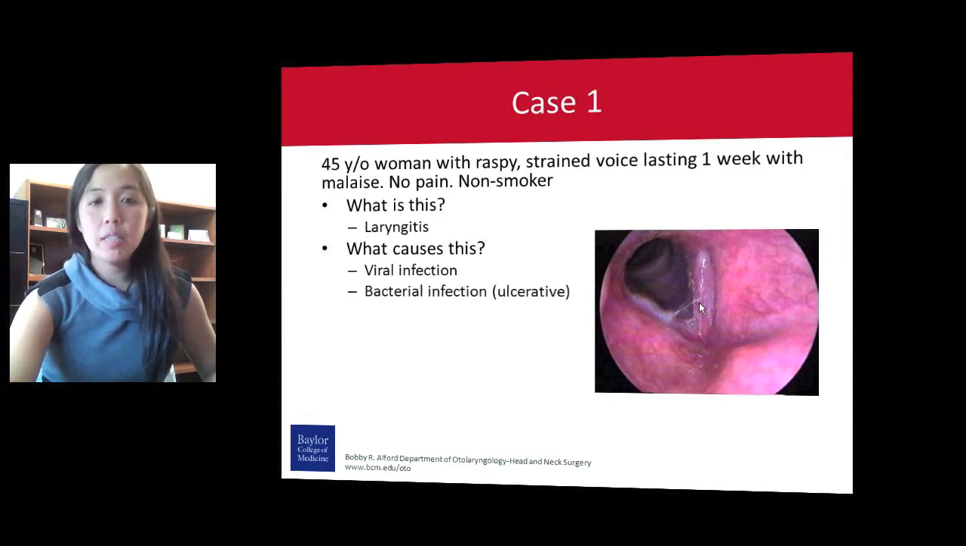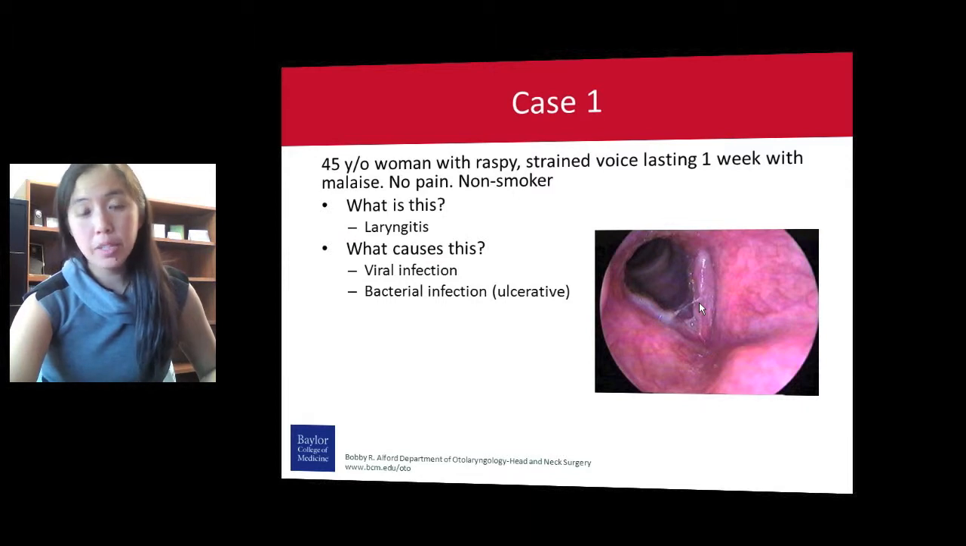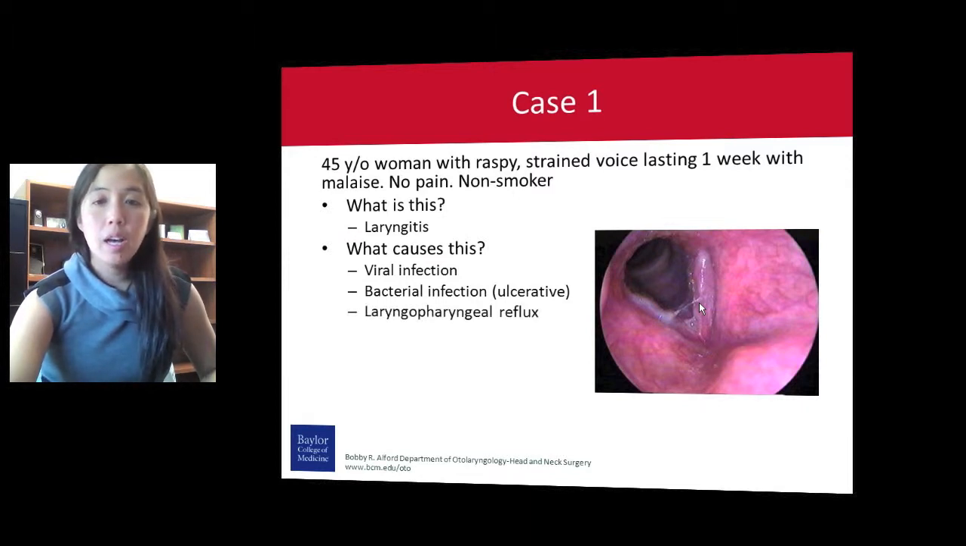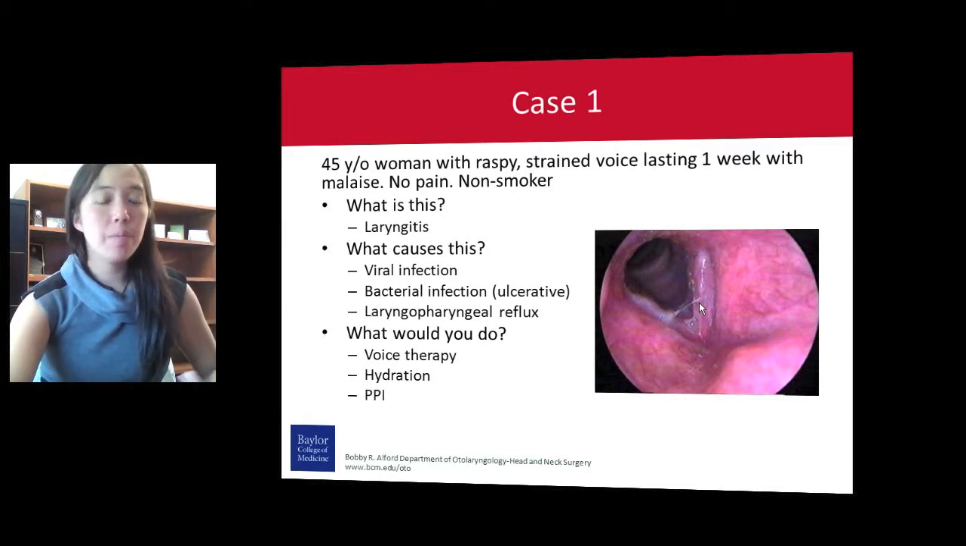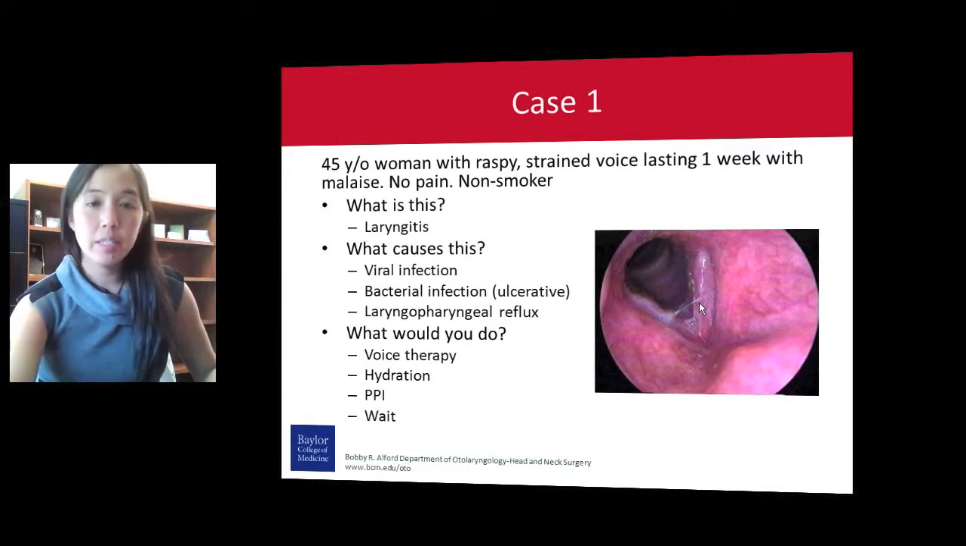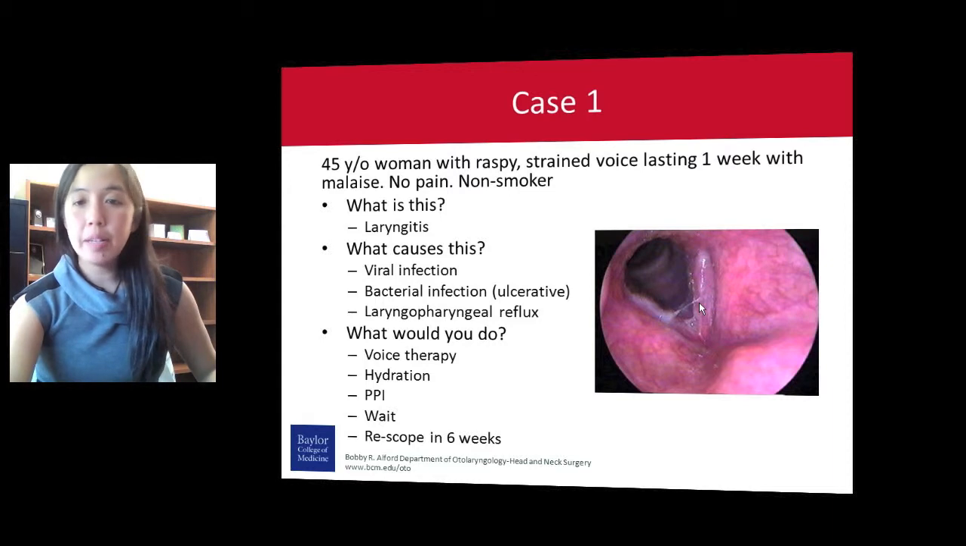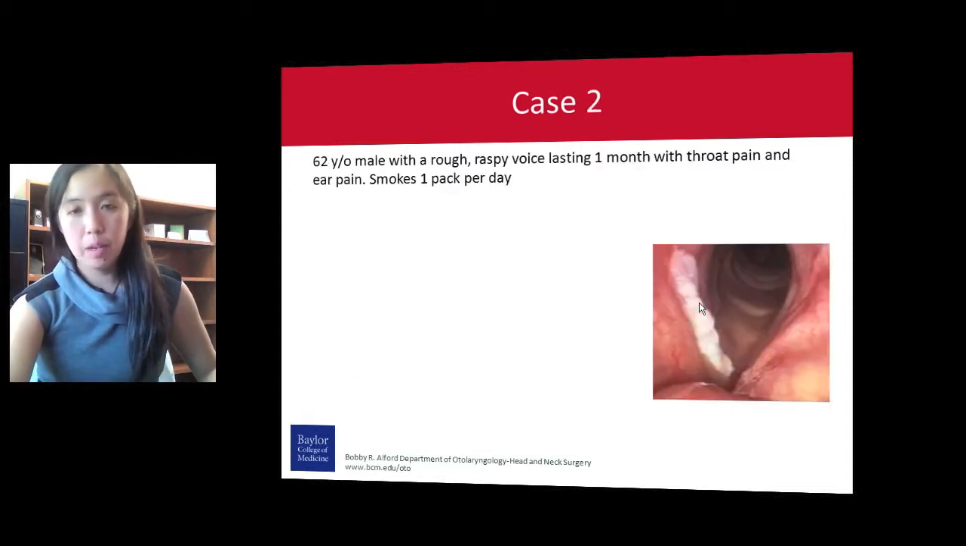The most common cause is a viral infection, though occasionally you can get really bad ulcerative laryngitis, which is thought to be bacterial in origin. And it may also be exacerbated by laryngopharyngeal reflux. So treatments might include voice rest, voice therapy, hydration, reflux medication, but it's a largely non-surgical management for this particular disease process. And then I would typically rescope them in about 6 weeks to ensure resolution of this.